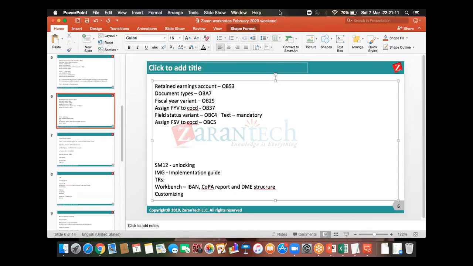Lavanya, just correct me if I'm wrong. When you create a new GL account under this company code, that will be using this field status variant. Yes, if it is assigned to that company. I just wanted to confirm that if you now create a GL account under this company code, it will use this field status variant and the text field will be mandatory for that GL account. Yes.